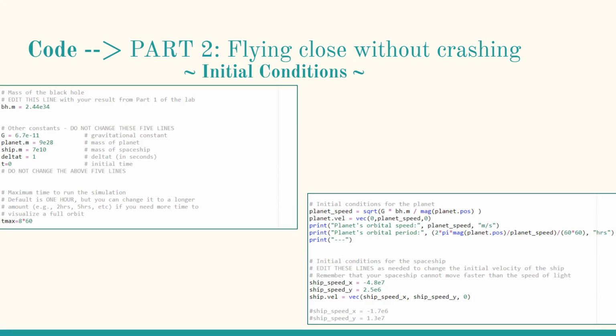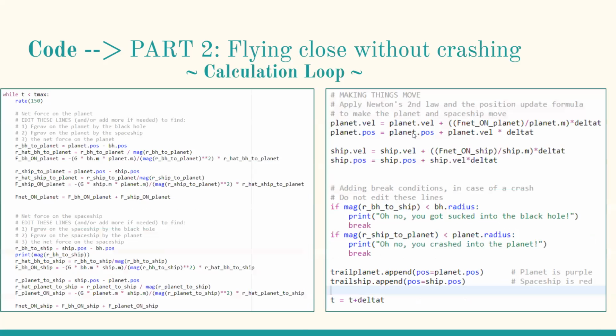So then for part 2, when we were flying close without actually crashing, the initial conditions were mostly the same, except I did have to sub in for the mass that I had found, along with editing the lines of the ship's speed in both the X and Y direction that I had wanted it to be. Then looking at the calculation loop, there were 2 main parts to this.